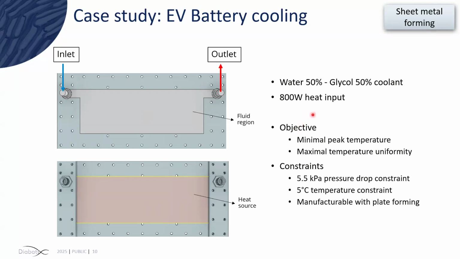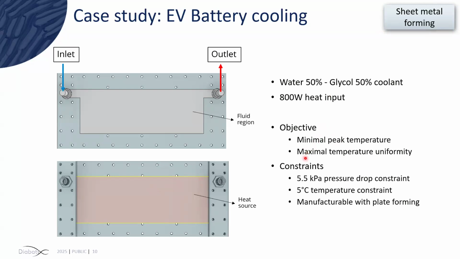For this case, we used 50% water and 50% glycol as a coolant. As I mentioned earlier, we have a wide range of coolants and fluid properties for your thermal applications. We used one of them, a 50% water glycol coolant. And on this bottom heat source plate, we applied 800 watts as the heat input. In terms of objective, we defined minimum peak temperature, which essentially translated into not exceeding a temperature above 35 degrees centigrade.